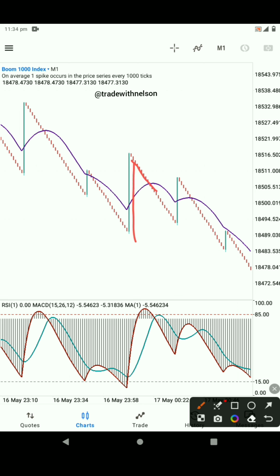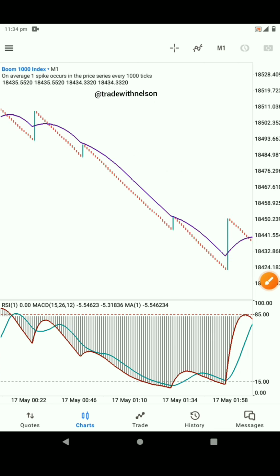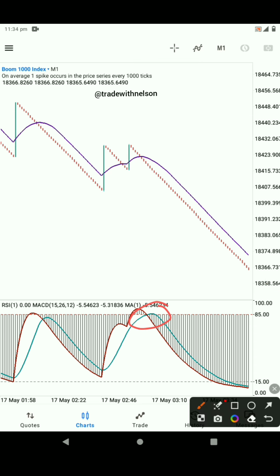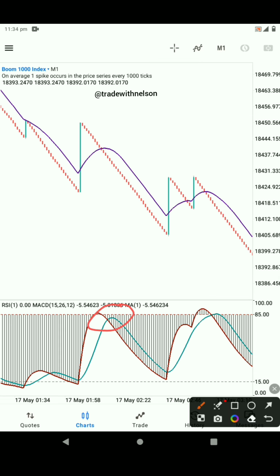Spike to the upside, market coming down, pushes the MACD and the moving average into the 85 level. Wait for the cross, wait for when the candle is below the moving average, enter a sell and count your 5 candles. So you can see how perfect your entries are. This is another one at this point. This is another one at this point.